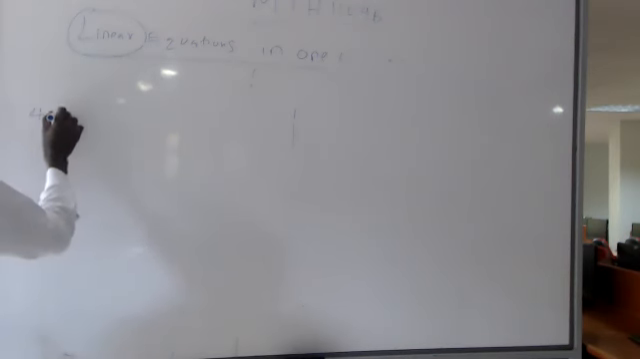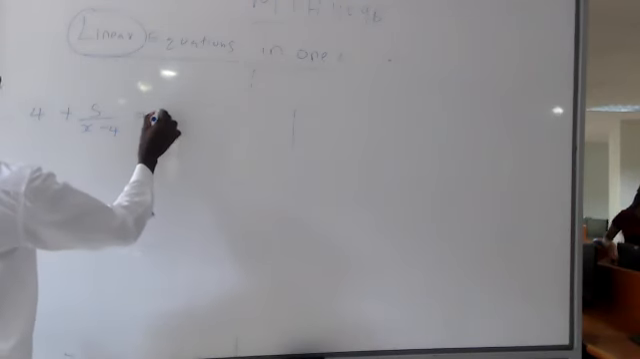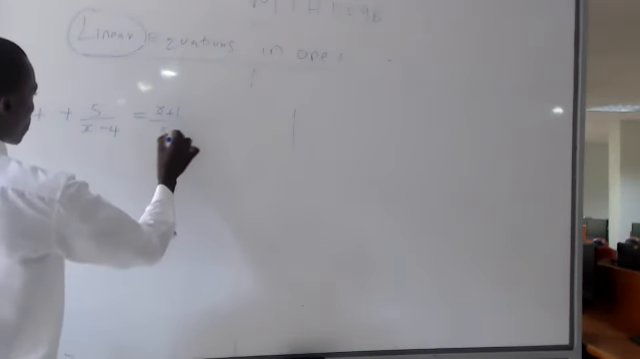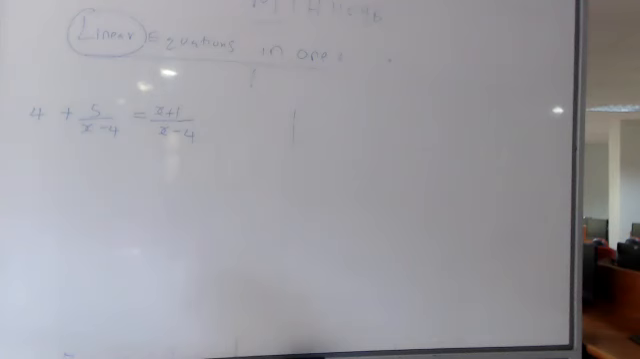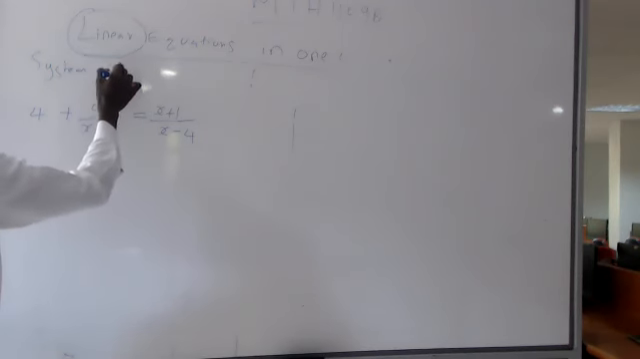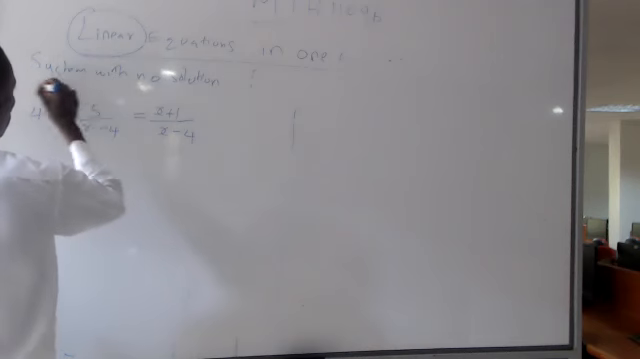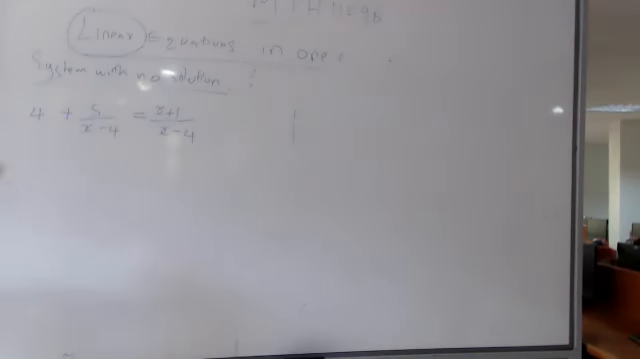For example, 4 plus 5 divided by x minus 4 is x plus 1 divided by x minus 4. So here is a system with no solution. I put it to you that this system does not have a solution in the real line. Well, suppose you didn't know that it does not have a solution.